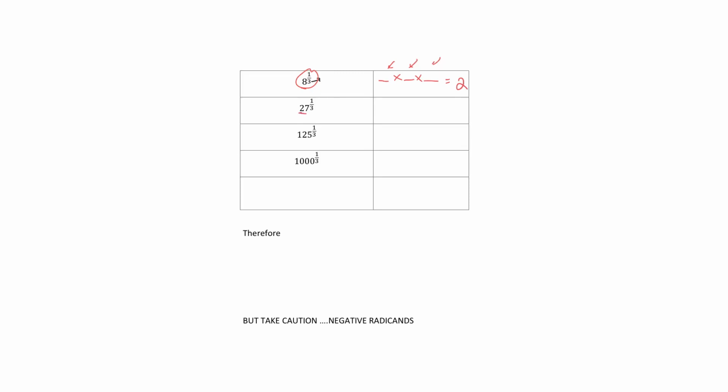Same thing for here. This means to find not the square root, but the cube root. So give me a number that multiplies 3 times, they have to be the same, that will give you 27, and that number is going to be 3. Same thing for here. This is going to give you 5, and this is going to give you 10.